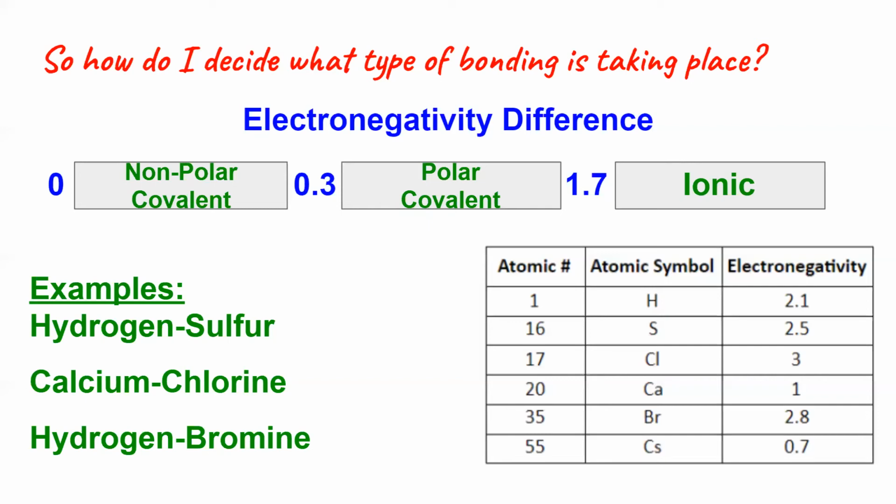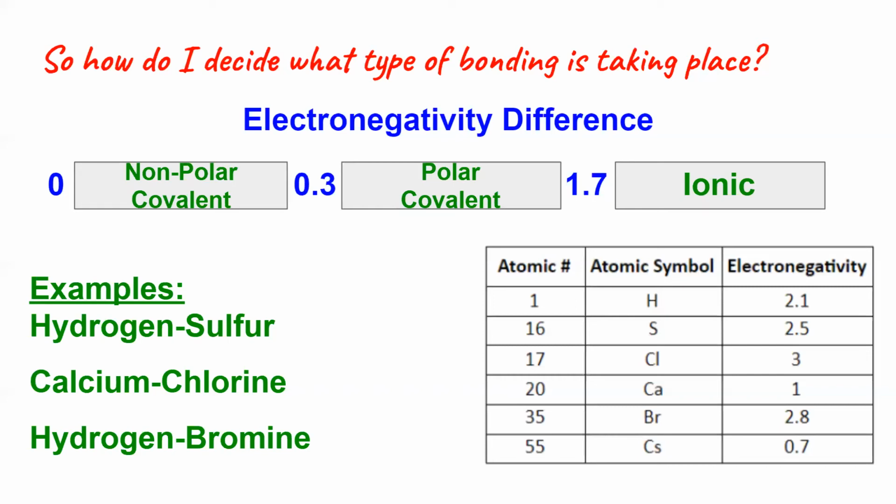Okay, our second example is a bond between calcium and chlorine. Calcium, you can see its electronegativity value is 1. Chlorine has an electronegativity value of 3. So the difference in electronegativity values is pretty significant here, a difference of 2.